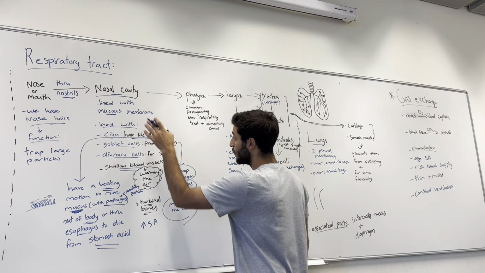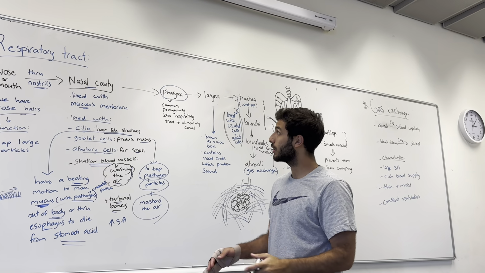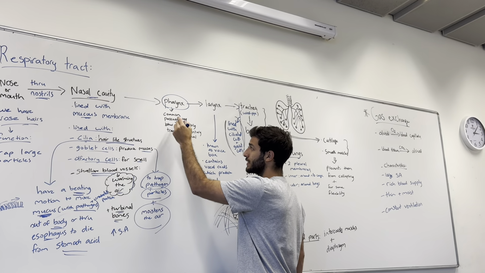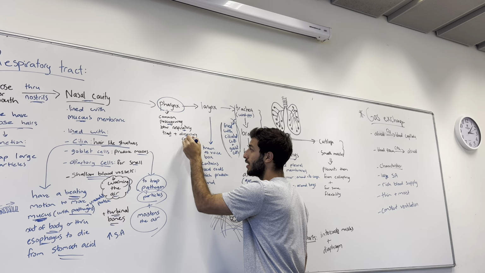Now, after we move from the nasal cavity, we go to the pharynx. Now, we took the pharynx before, we learned it in the digestive system. So what is the pharynx? The pharynx is a common passageway between the respiratory tract and the alimentary canal.